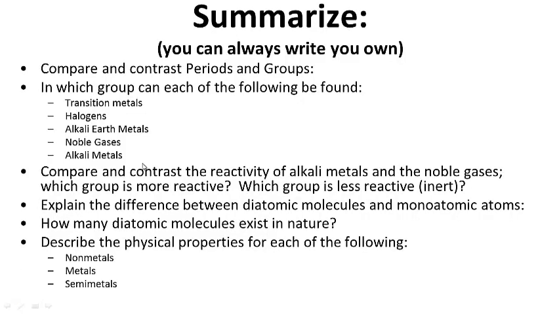Okay, so you made it. Summary. You can always write your own. All right, so compare and contrast periods and groups, and in which group can each of the following be found? Compare and contrast the reactivity of alkali metals and the noble gases. Which group is more reactive? Which group is less reactive? Inert, we say. And explain the difference between diatomic molecules and monoatomic atoms.